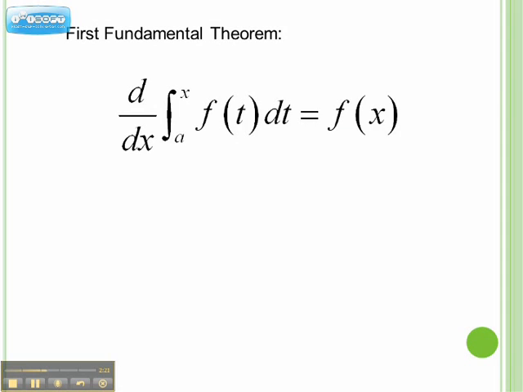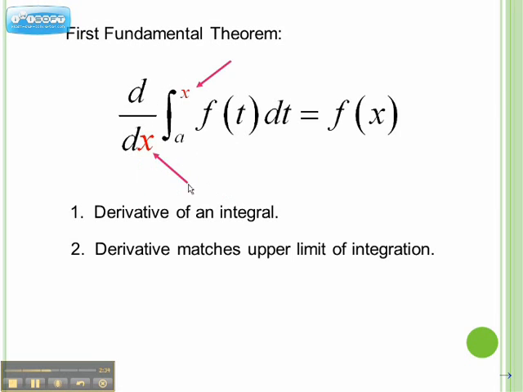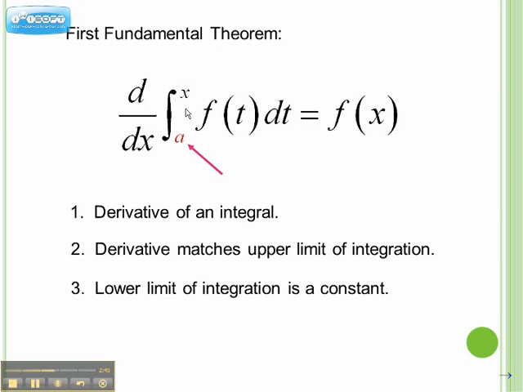So we have a couple things that we want to make sure we take note of. We are talking about taking the derivative of an integral. We see this is the notation for a derivative. This is the notation for an integral. We need to make sure that what we are taking the derivative of, with respect to, is the same as the upper limit of integration. We also need to make sure that this lower limit is a constant right here.